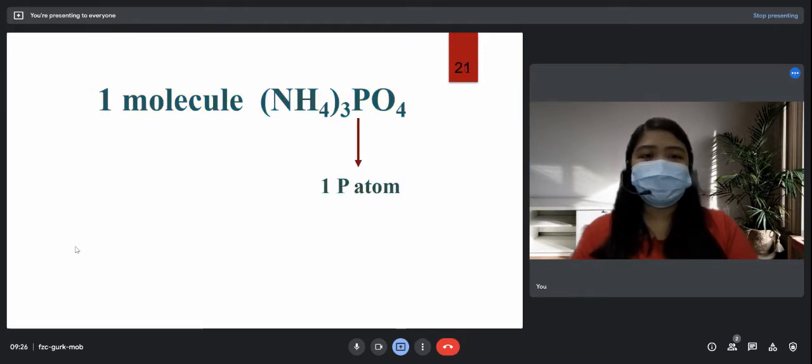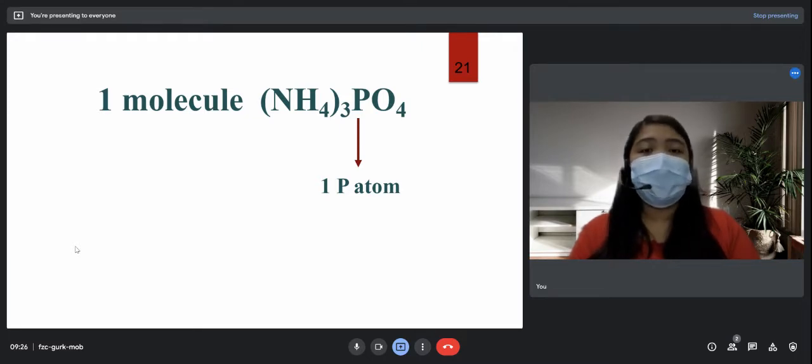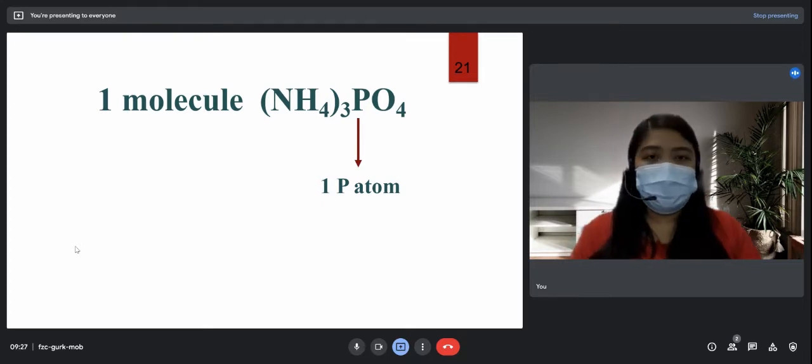Okay, next, P or phosphorus. For phosphorus, we only have 1 atom of phosphorus. Why? Because there is no need for us to include the number 1 as a subscript, because it will be obvious by just writing the chemical symbol of the element. It simply means that there is only 1 atom of that specific element.